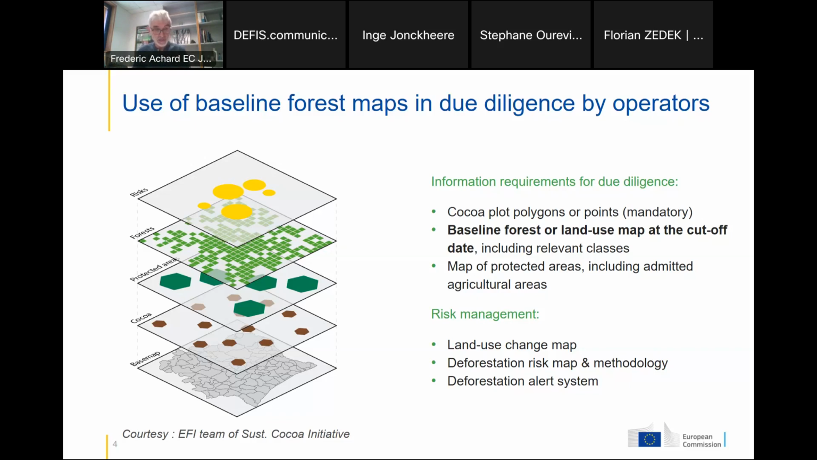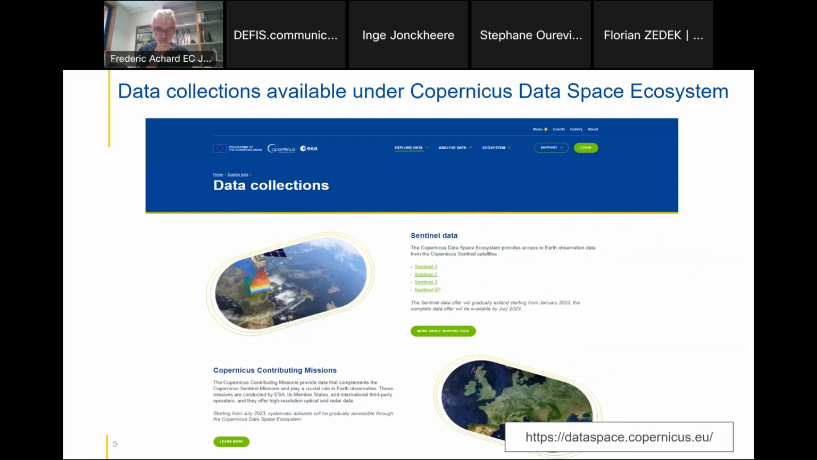That's the context of the regulation and of this recent policy need. As for the data, what Copernicus data can be used for producing in particular this potential forest baseline map for the end of year 2020?